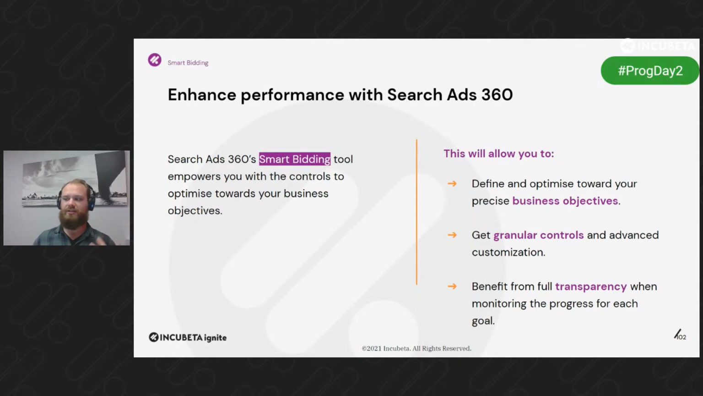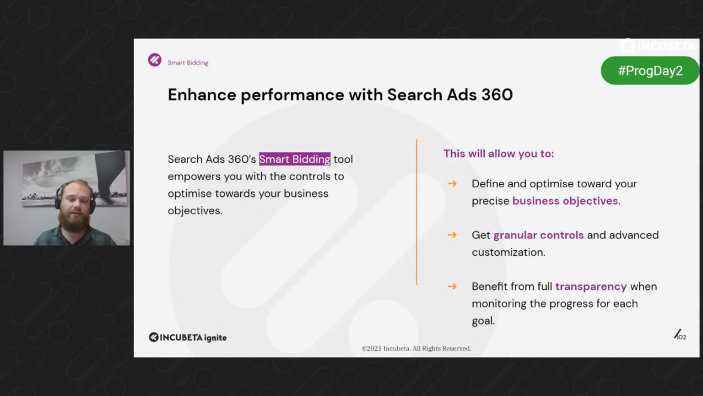SA360's smart bidding tool empowers us with the controls to optimize towards specific business objectives. So you're actually able to create, in a sense, a custom conversion, and allow SA360 to create bidding strategies around those custom conversions, and then how best to achieve those with the campaigns to which those bidding strategies are ultimately applied. So this allows us to define and optimize towards precise business objectives.